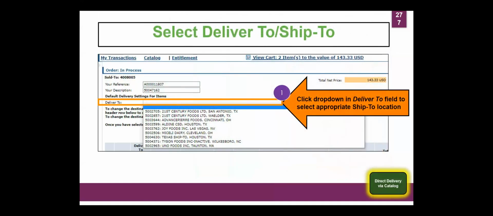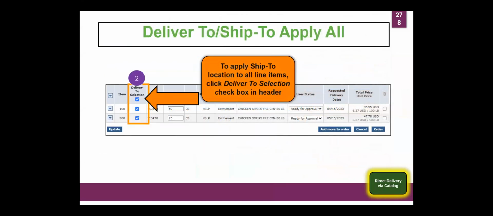So the next step, we put in our reference number, our description. Now we want to pick where we want to have it delivered to. If you click on the delivered to, you'll see a drop down arrow and it's going to give you options. So you would select which one.